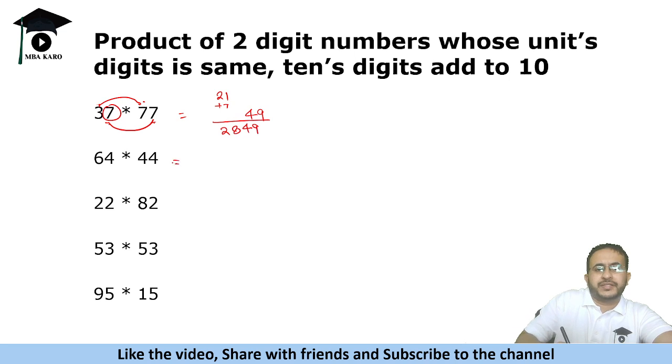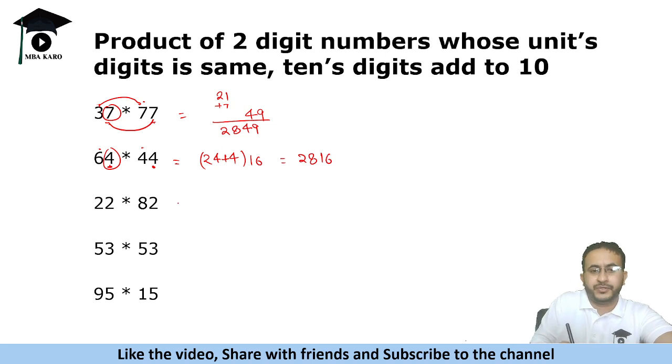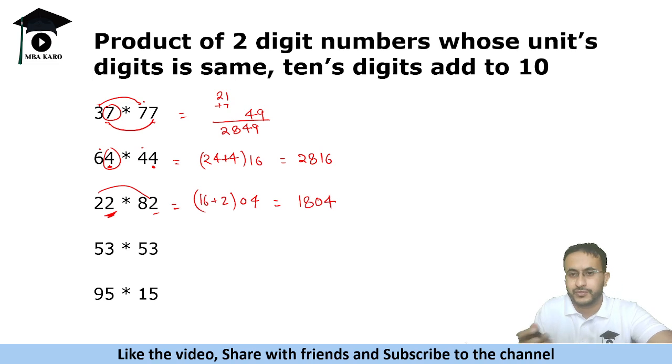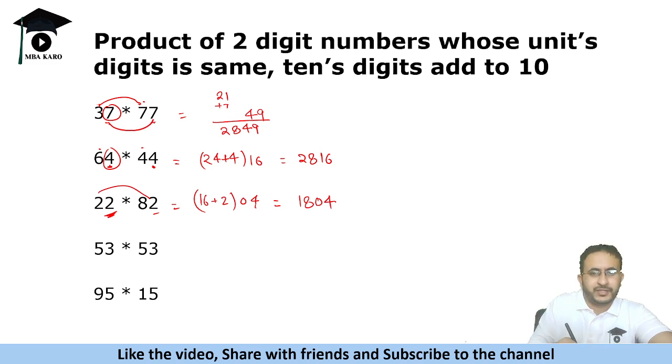2849. 64 into 44, multiply the last two digits, we get 16. Okay, multiply the first two digits, that is 24, and we will add 4 to it because that's the digit which is repeating. So 2816. Okay, 22 into 82, 2 into 2, 4. So we'll put 04. It's a one digit number. 2 into 8 is 16. We will add 2 to it. So we will get 1804. Okay, so these calculations would make your life very simple.